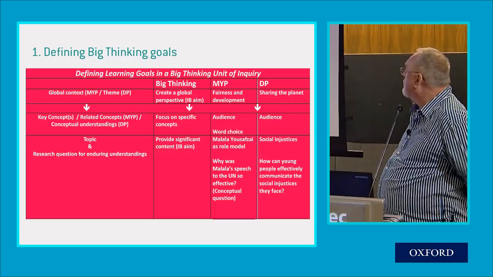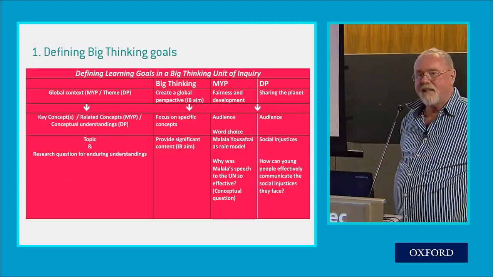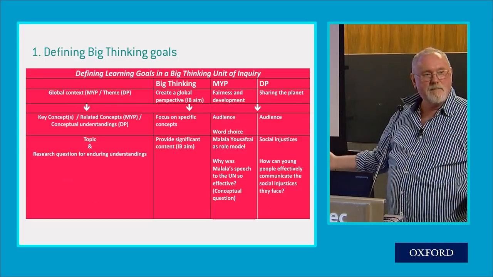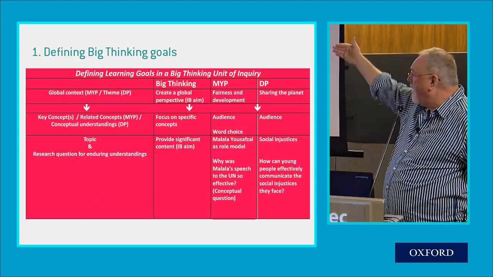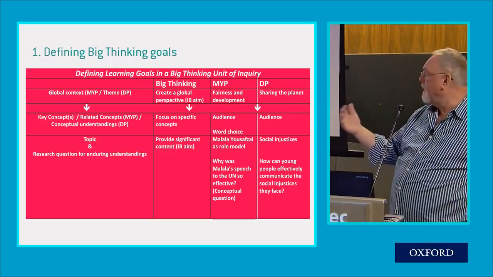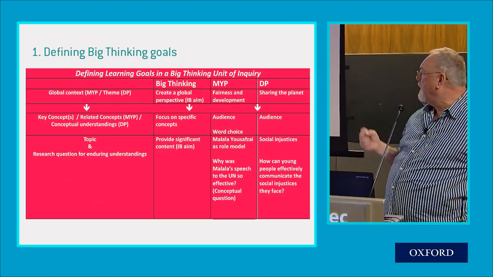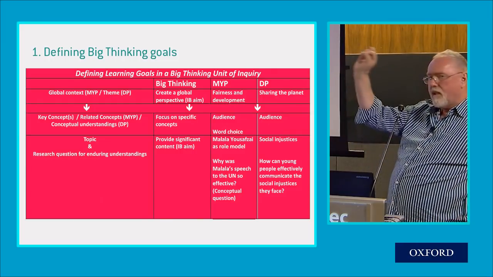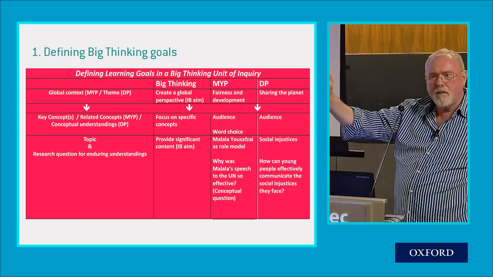I picked on audience as my example simply because it occurs both in the MYP and the DP. Yeah. And then, and only then, do we get into the actual topic of the thing. What actual topic are we going to teach? What research question are we going to pose?